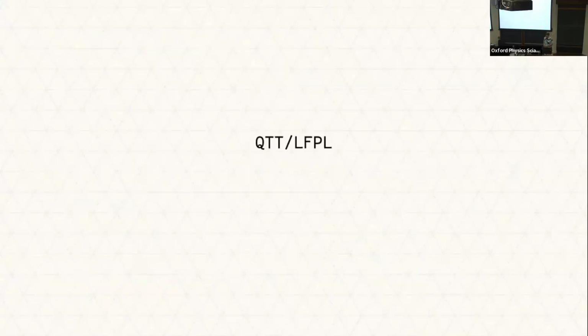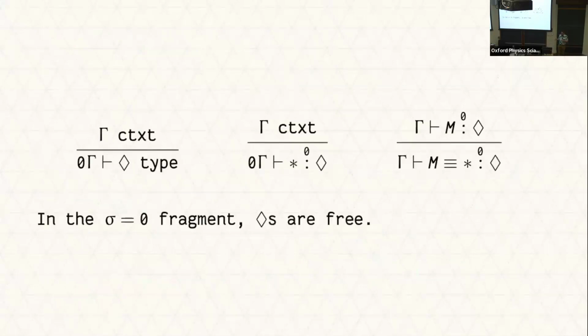Okay. So now, how do we combine this QTT with LFPL as one example? So here's the diamond type expressed as a dependent typing rule. So we have type formation. It says in any context, we don't need any resources to say that diamond is a type. And then the middle rule is kind of weird. What it says is that in the zero fragment, so that's in the sort of unresourced world where everything's free, then we can construct an inhabitant of the diamond type. And it's just sort of construct a star.